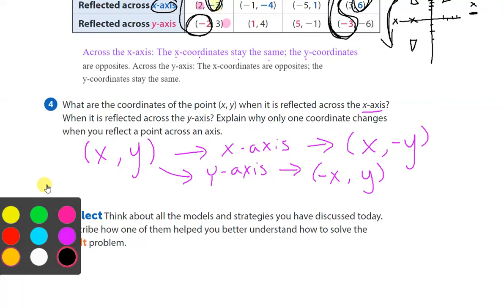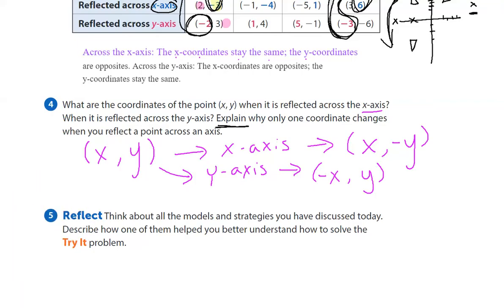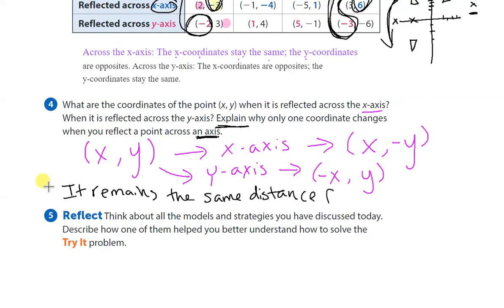And we're just going to very briefly, because this is explain, and we always must explain when it says explain, no skipping, explain why only one coordinate changes when you reflect it across an axis. Because it remains the same distance from the axis it's reflecting, the same distance from the line of reflection, I'll say.